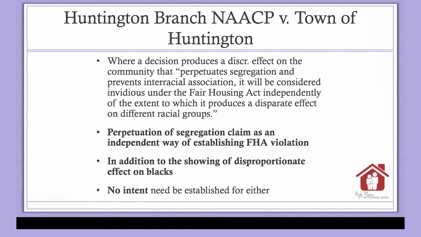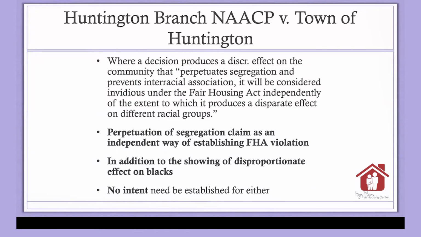And what the court said is, when a decision by a township's zoning entity produces a discriminatory effect on the community that perpetuates segregation and prevents interracial association, it will be considered invidious under the Fair Housing Act, independently of the extent to which it produces a disparate effect on different racial groups. So what this case establishes is that decisions that perpetuate segregation, by which we mean segregation on a racial basis, is an independent way of establishing a Fair Housing Act violation.